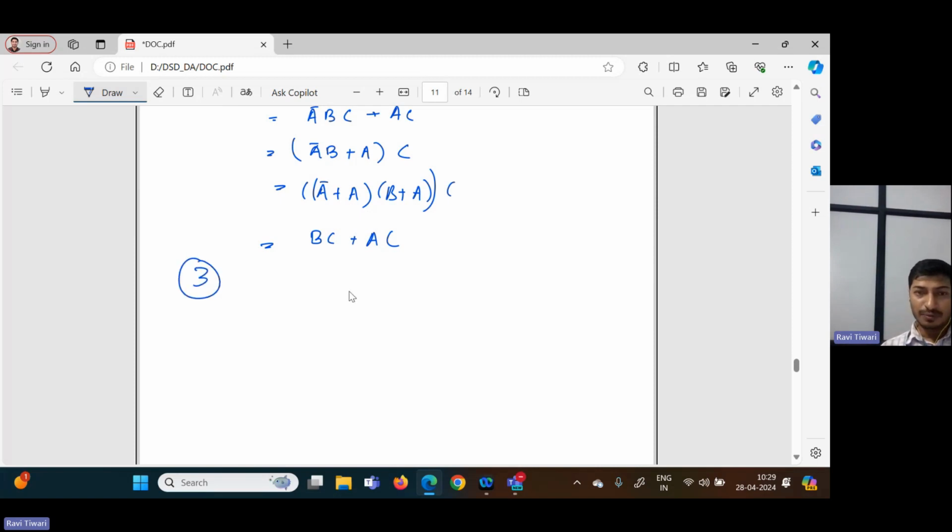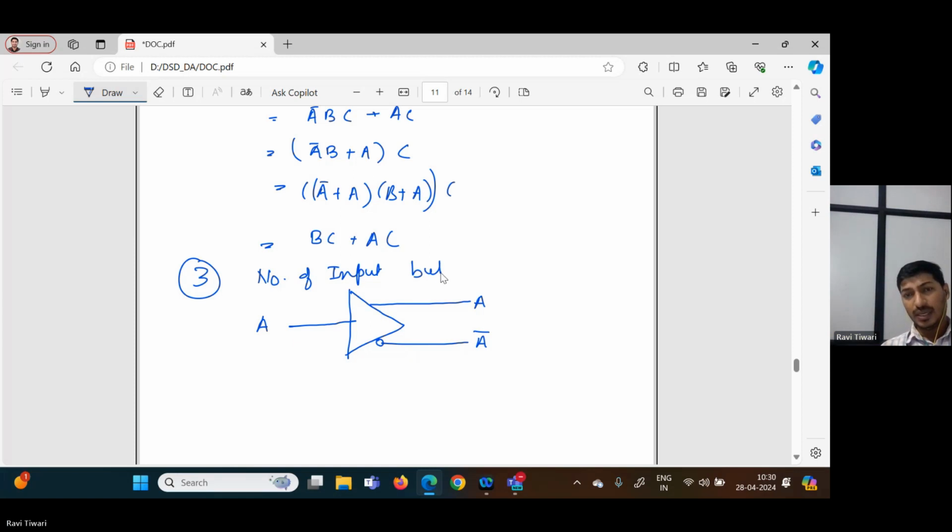So a buffer is shown like this. The symbol is like this, where we provide certain input. For example, I am providing A here. In the output, we will have two terminals, one for the normal form, another one with a bubble that will give the complement form of that input. And the number of input buffers required is equal to the number of inputs.